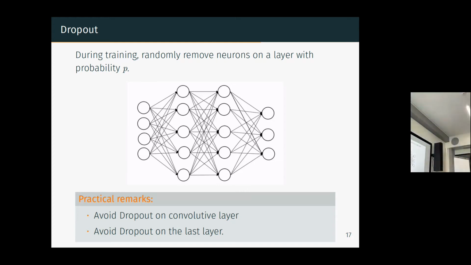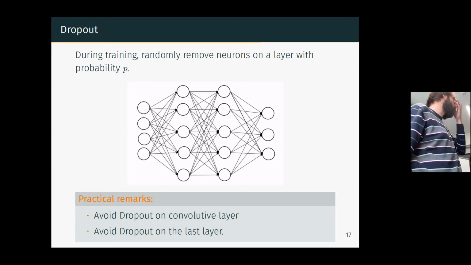Just a quick remark: generally we try to avoid dropout on convolutional layers, because, as we saw last Tuesday, convolution is a kernel that applies everywhere. If you remove, for example, the center pixel of the convolution, that could not work as well, because it can bias the result. And also we don't put dropout on the last layer, because of course you need the last layer to correspond exactly to the number of dimensions you have in your target, so you cannot play with it.